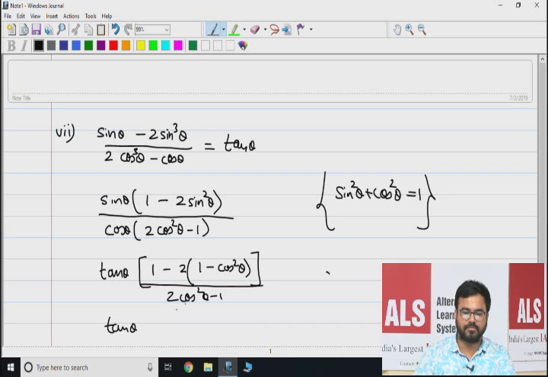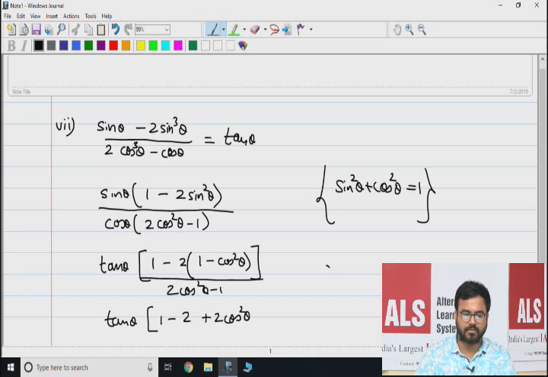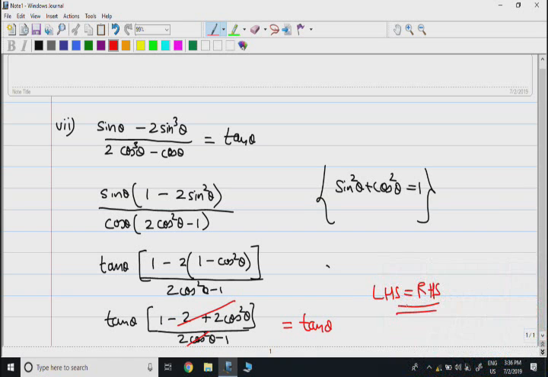Now this will lead to 1 minus 2 plus 2 cos square theta over 2 cos square theta minus 1. Now 1 minus 2 is nothing but minus 1. So basically this numerator part and denominator part are both the same, so they can get cancelled out. We will be left only with tan theta. So we can say LHS is equal to RHS, hence proved.